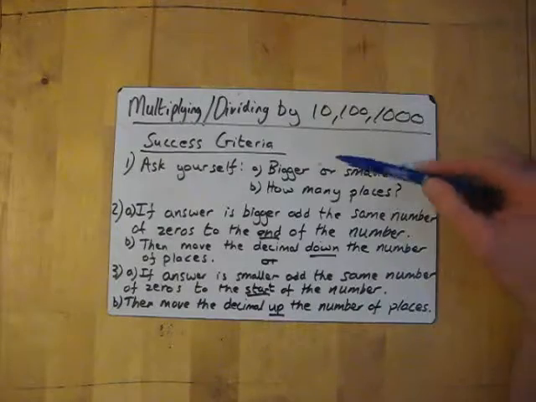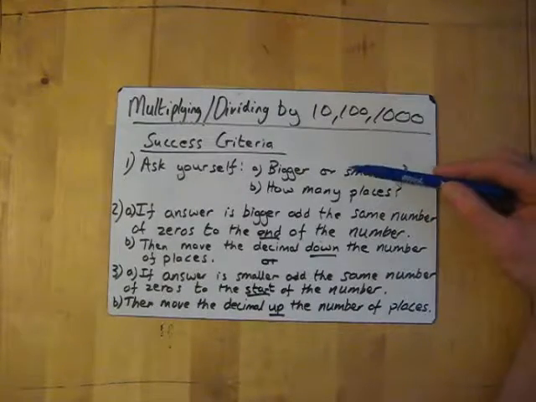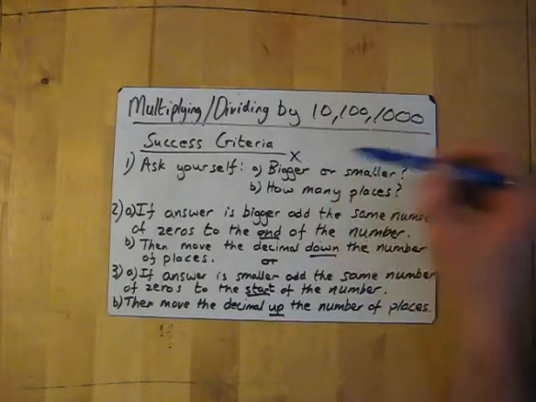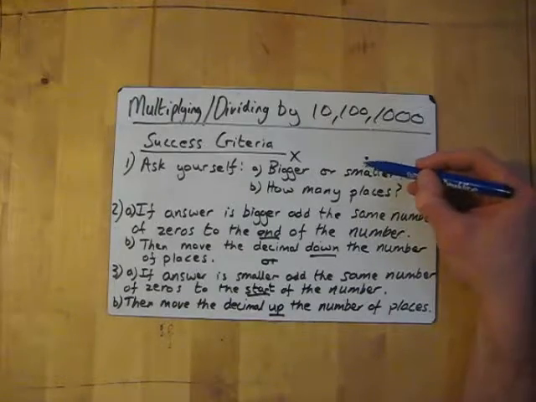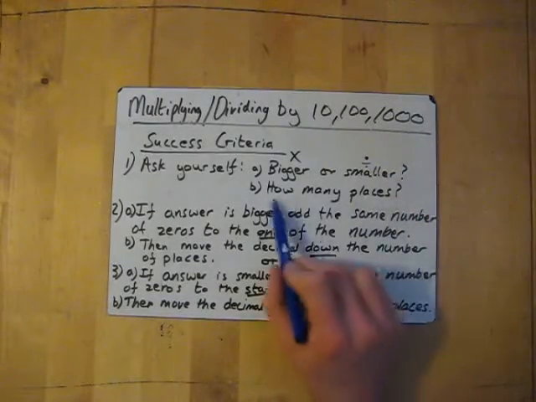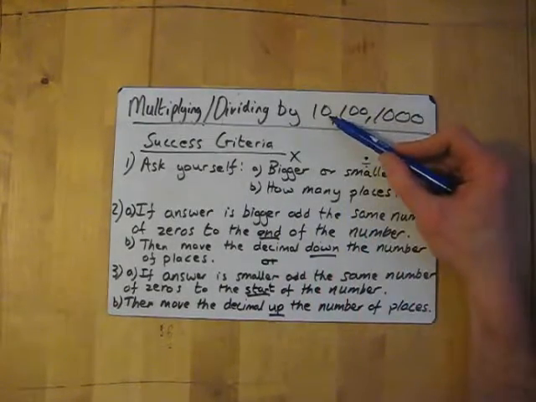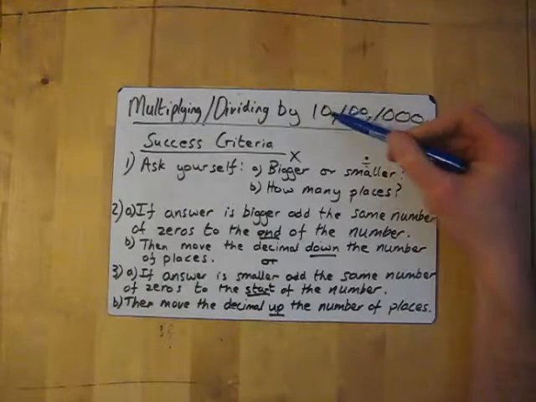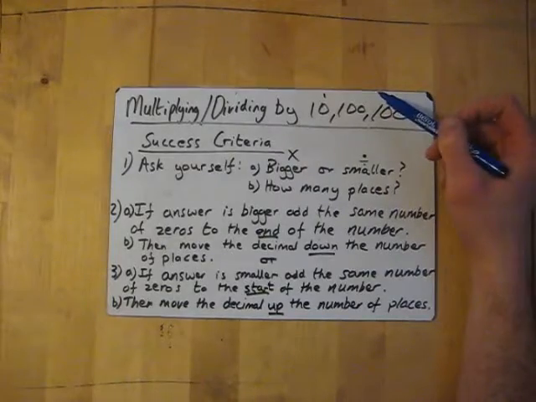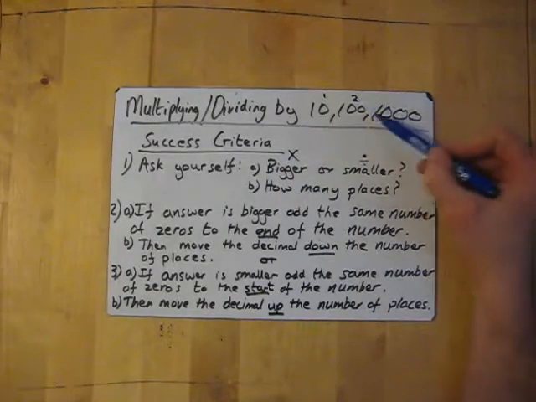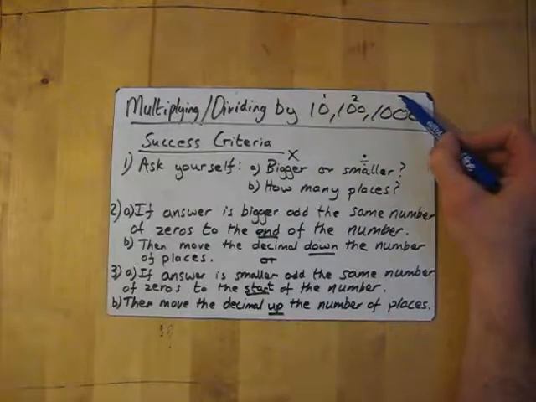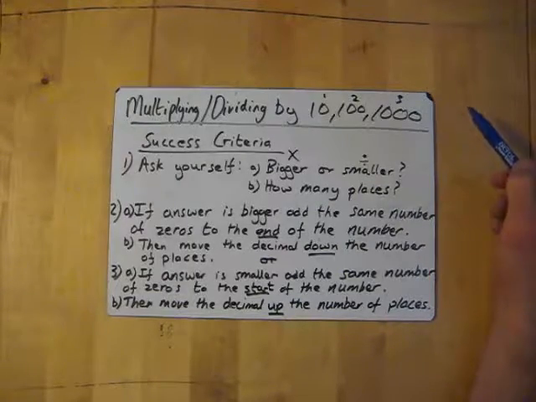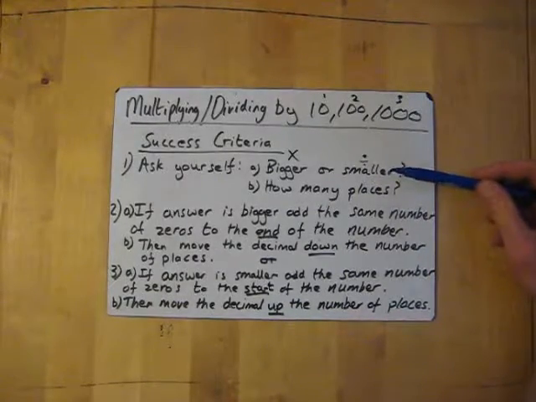Now how you figure out the answer to these two questions: if you're multiplying, then it's bigger. If you're dividing, then it's smaller. And then how many places is by how many zeros there are in the number you're multiplying or dividing by. So 10, it would be one place. 100, two places because it's got two zeros. And 1000 would be three. Okay, so that's how you get the answers to these questions.